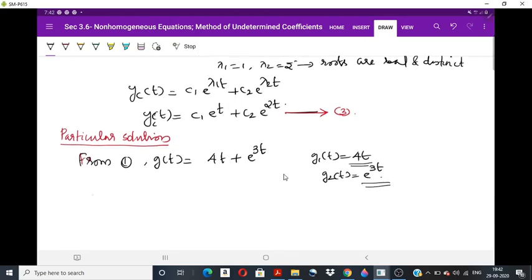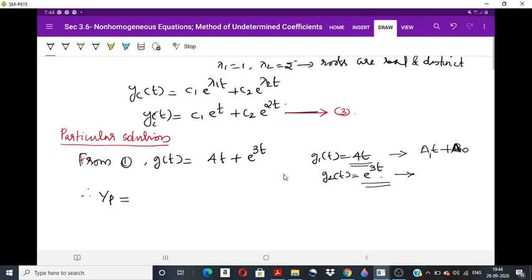So the form of yp can be taken as follows. For g1 of t we have to take y1 as, since this is a linear polynomial, a t plus b, or a1 t plus a naught.